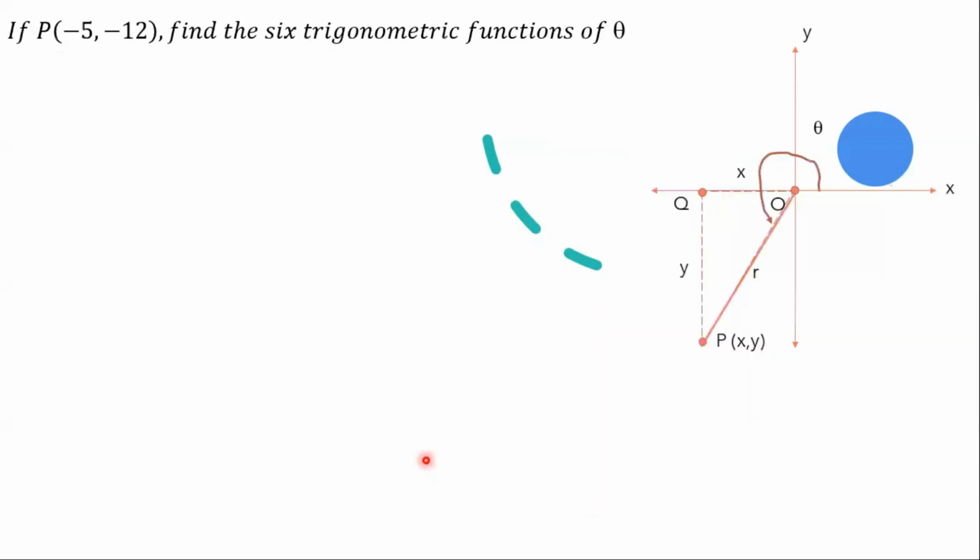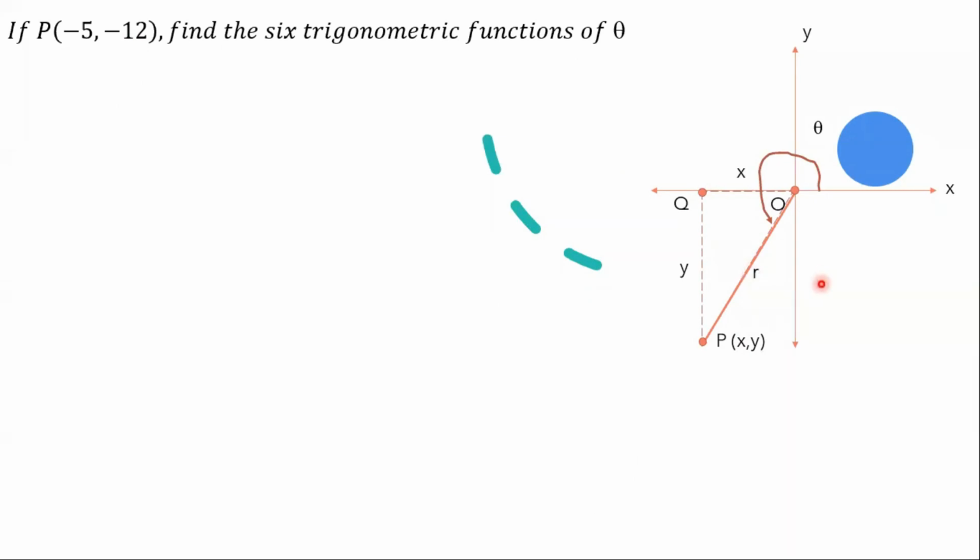Okay, next. For example, we have P equals negative 5, negative 12. Find the six trigonometric functions of theta. Since x is negative, y is also negative, the point is located on the third quadrant, rotating in standard position and rotating counterclockwise.